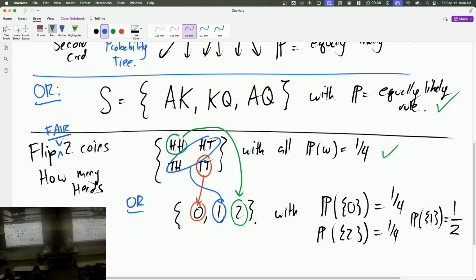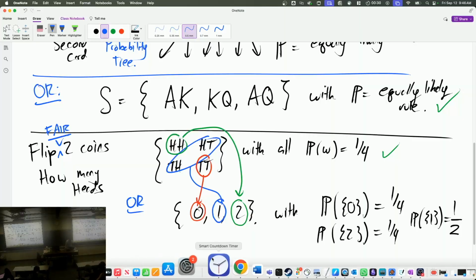Any other questions or comments about this example? Yeah, the answer to the question, how many heads? Okay. Right. That's right. Okay, great, let's go to the other true-false question.